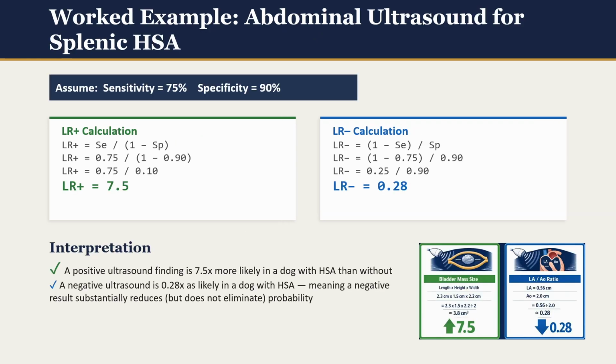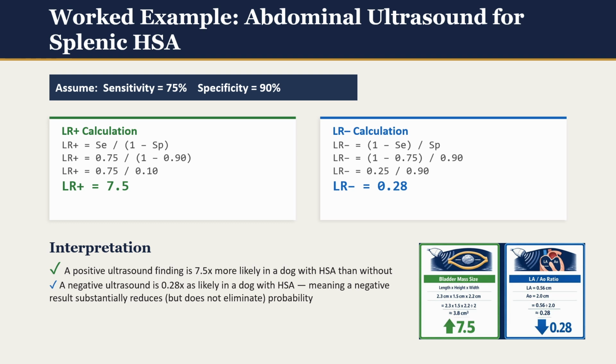Let's calculate likelihood ratios for abdominal ultrasound used to evaluate for splenic hemangiosarcoma in dogs. We'll use sensitivity of 75% and specificity of 90% for this example. LR plus equals 0.75 divided by 1 minus 0.9, which is 0.75 divided by 0.1, which equals 7.5. LR minus equals 1 minus 0.75 divided by 0.9, which is 0.25 divided by 0.9, which equals approximately 0.28. Now let's interpret those numbers.